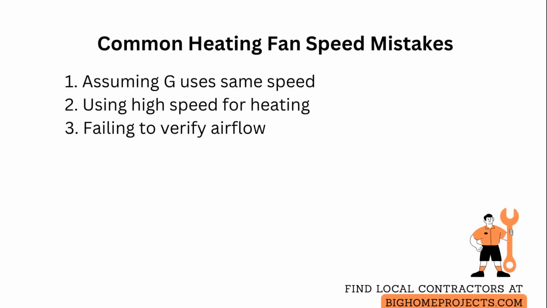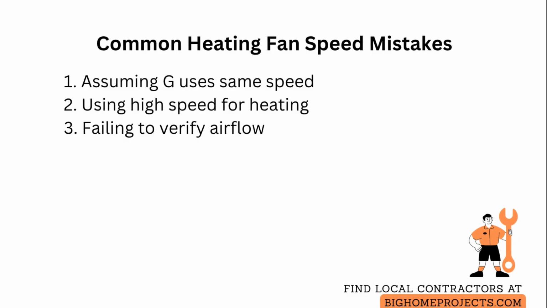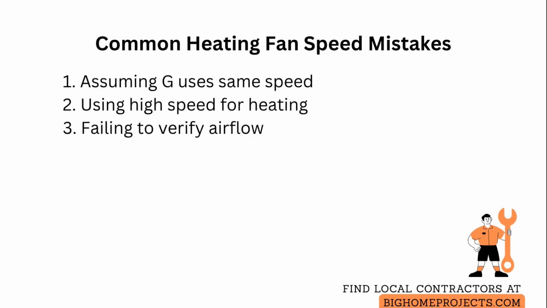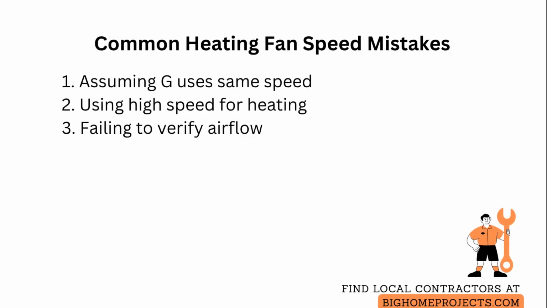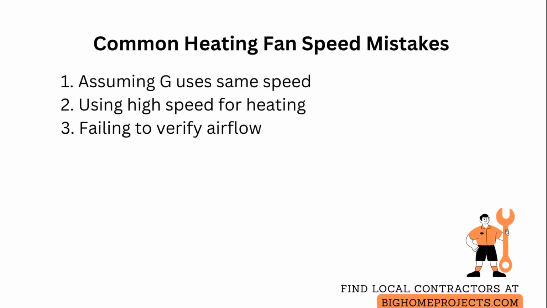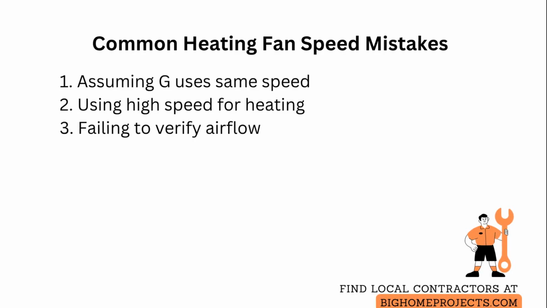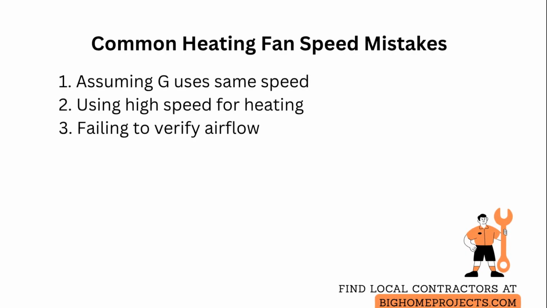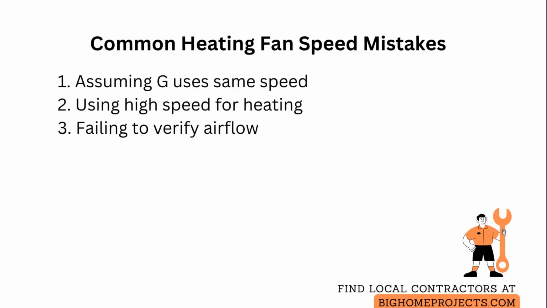Another issue is using the high fan speed for heating because it feels like faster heat delivery is better. That usually reduces temperature rise and can make the furnace run inefficiently, so switch to the manufacturer recommended medium or low heating tap. A third problem is failing to verify airflow after wiring changes, which can hide restrictions or improper balance. Measure supply and return temperatures and inspect filters, ducts, and vents, then retest and tweak the speed until the temperature rise and airflow match specifications.